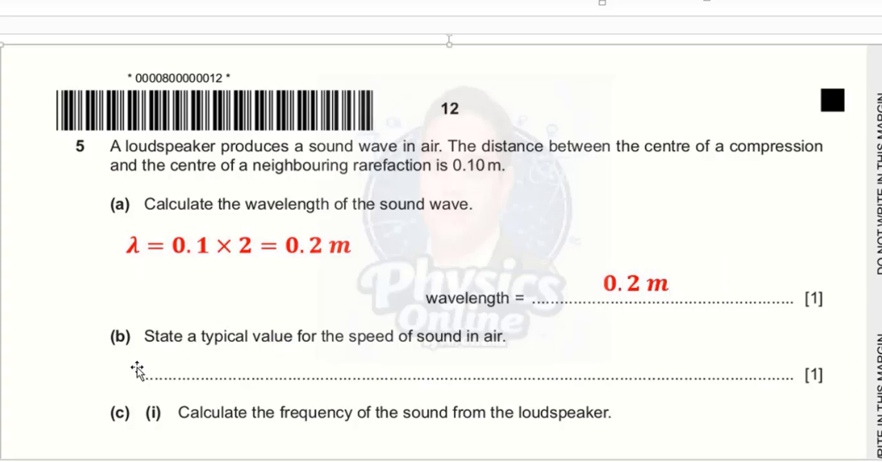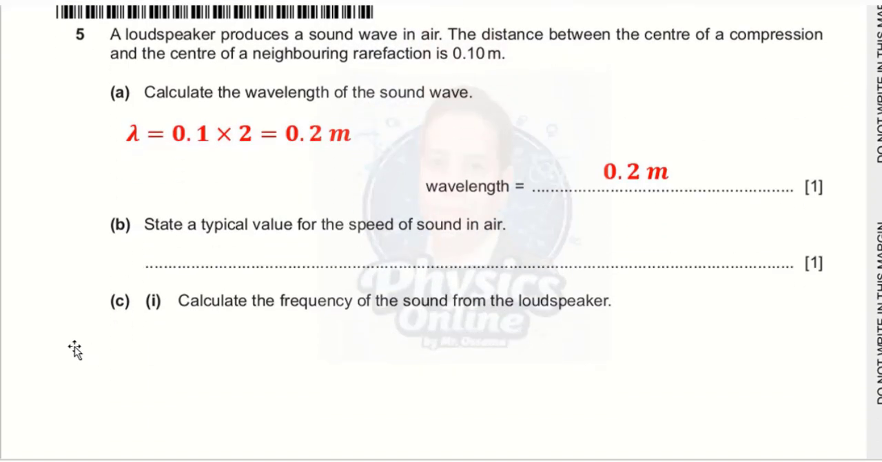State the typical value of speed of sound in air. This is a number to memorize. It's about 340 meters per second.